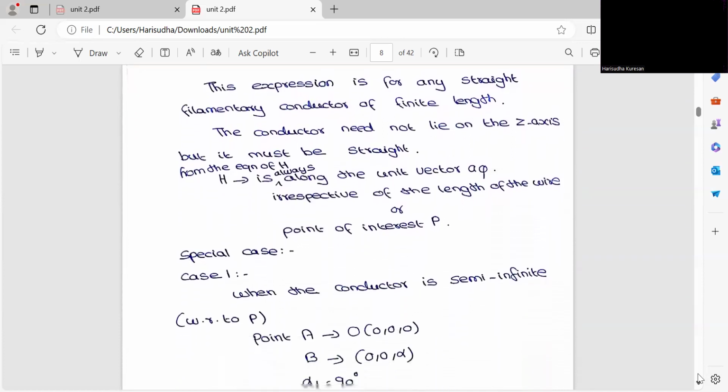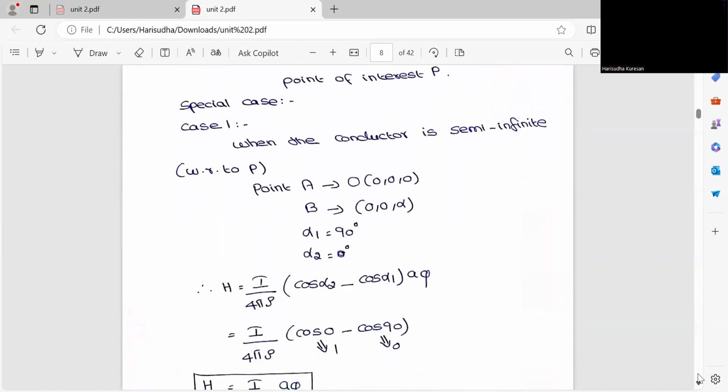So there are some special cases. In the previous case we took a finite length. Now we'll take a semi-infinite length with respect to point P. Semi-infinite length means A will be at infinity and B will be a finite point. So A I will take as 0, 0, 0, and B point I will take as 0, 0, alpha.